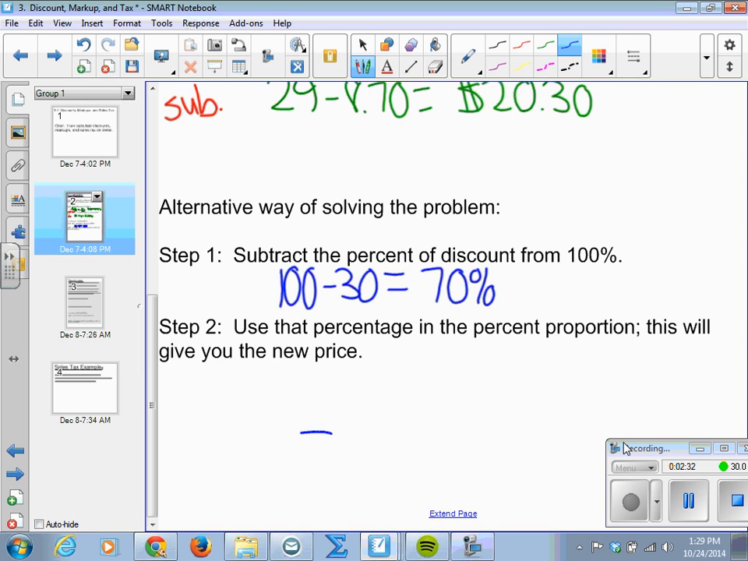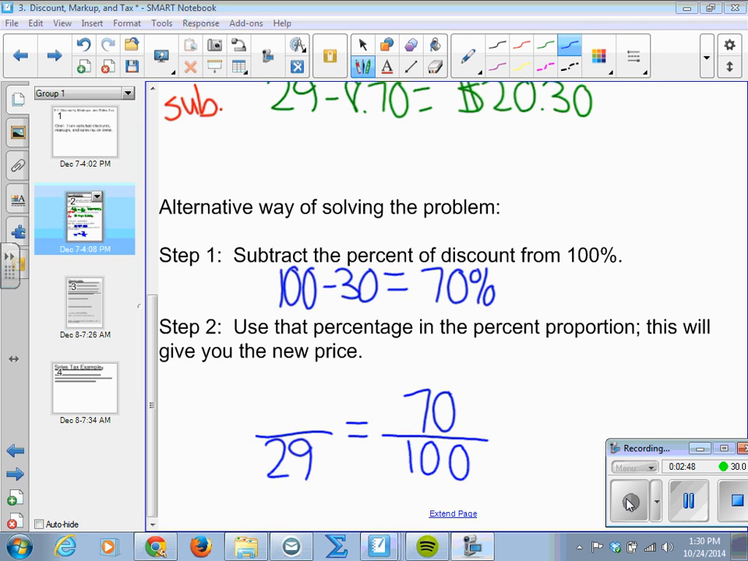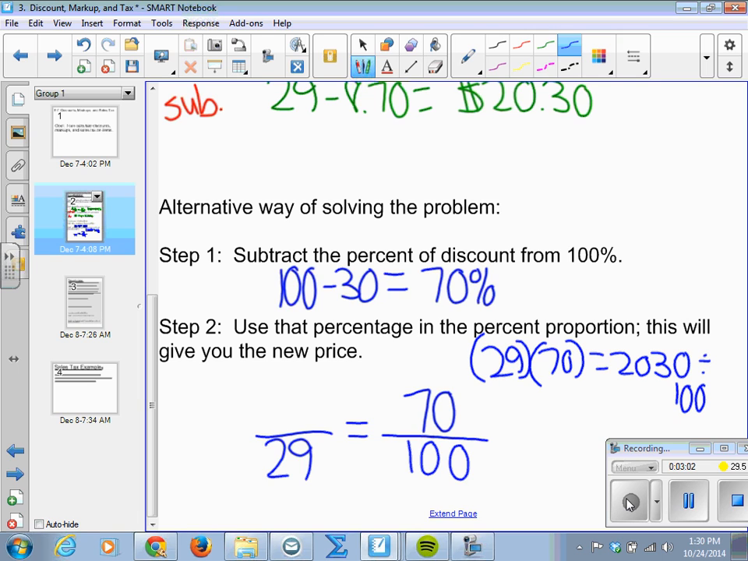Let's just try this out. So we have 100 there. Our new percent is 70. Remember, we're taking 30% off 100, gives us 70. The original is still the same. And if we work our cross multiplication, we will get 2,030. And then we divide that by 100. It leaves us with our sales price of $20.30.